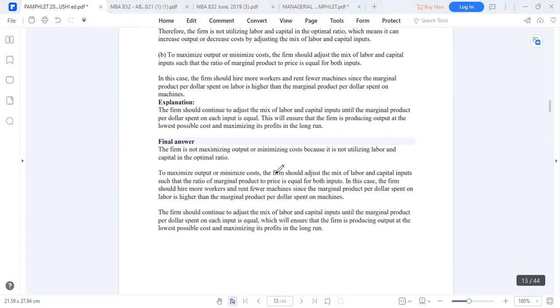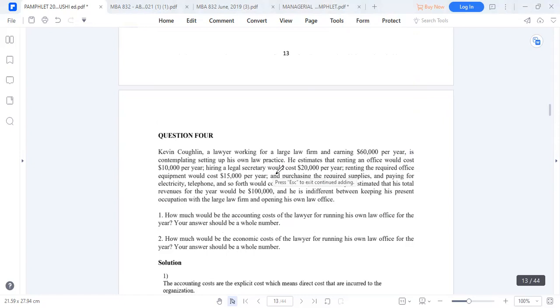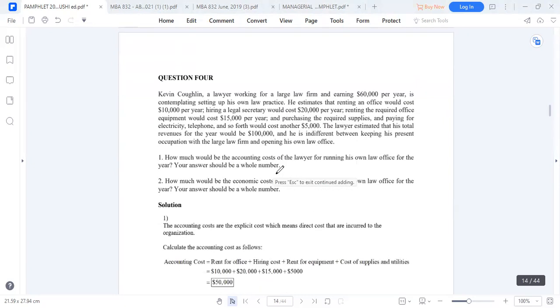So we go to something else. We'll look at cost theory.